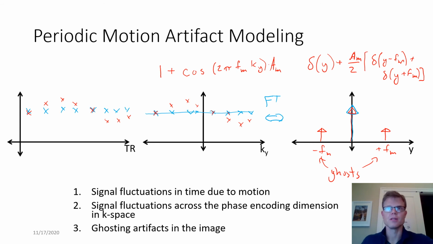But this is the theory that's going to support this in principle, and you can go to a little more complex model, make this cosine an arbitrary periodic function, but as long as it's a periodic function, you'll see these repeated ghosts in the image.